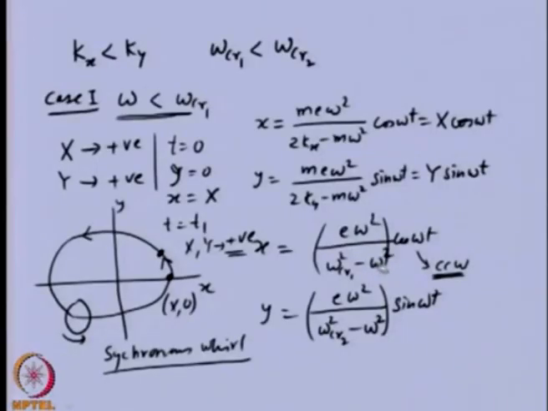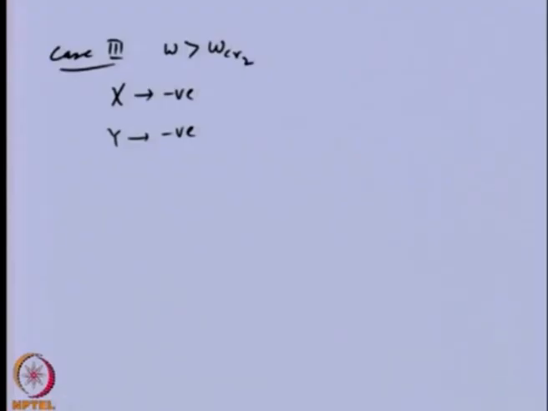Now, consider a third case when we are operating the rotor above the second critical speed. For that case, what happens? So, this third case is when the rotor is above the second critical speed. In this particular case, x and y both will be negative, that we can see, because now omega is greater than both. So, capital X and capital Y both will be negative.